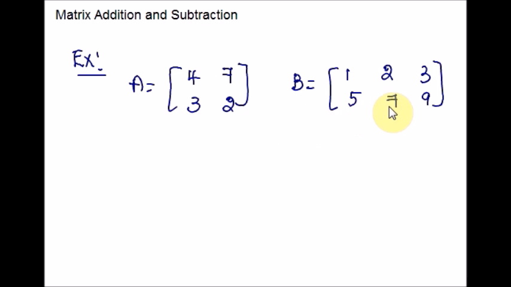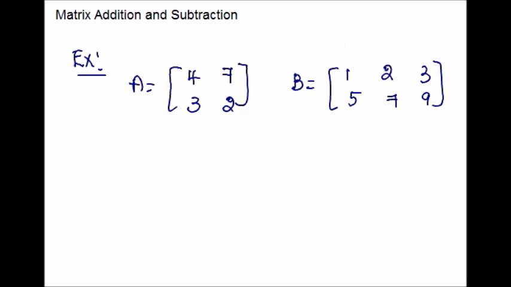Here is an example. Please look at this question. We have A and B. A plus B, the matrix addition, cannot be defined as the order of the matrix A is 2 by 2. Am I right? 2 rows and 2 columns. But please look at the matrix B. There are 2 rows but 3 columns. So, matrices A and B cannot be added together.